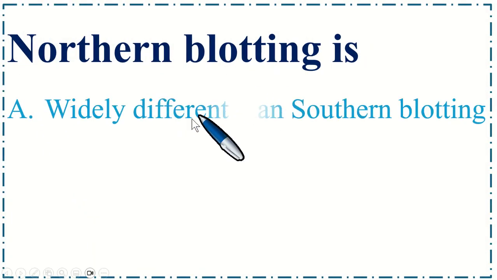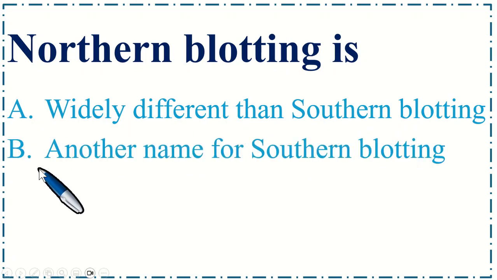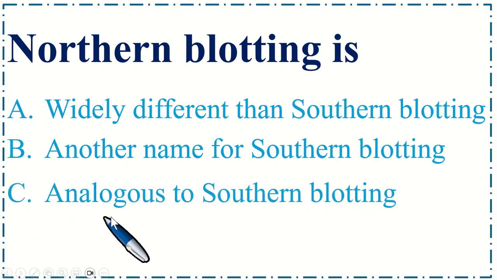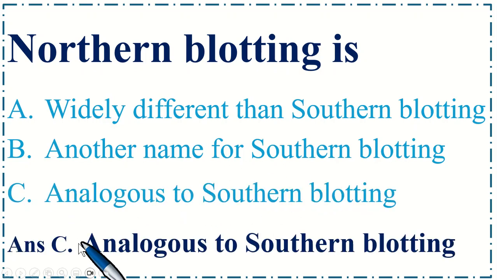Northern blotting is option A, widely different than Southern blotting; B, another name for Southern blotting; C, analogous to Southern blotting. Correct option is C, analogous to Southern blotting.